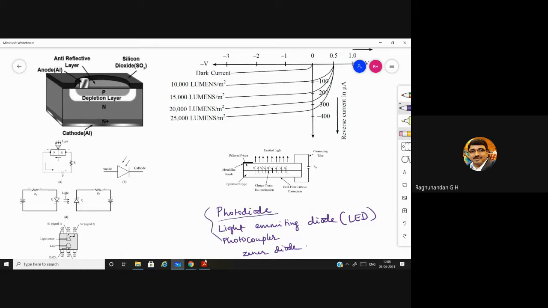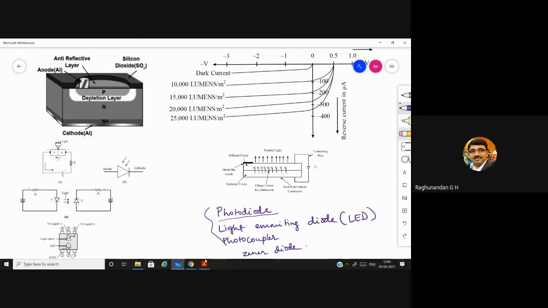All these diodes use the same principle of the p-n junction diode, but the materials used for these particular diodes are different. Especially for these three, photodiode, LED, and photocoupler, the materials used are different. Silicon or germanium cannot be used in these three types of diodes. So first we will take up the photodiode.